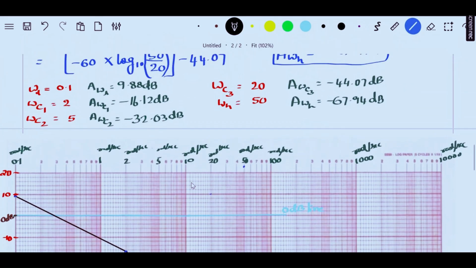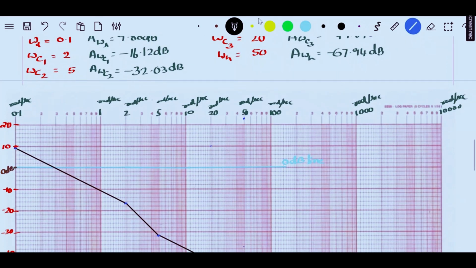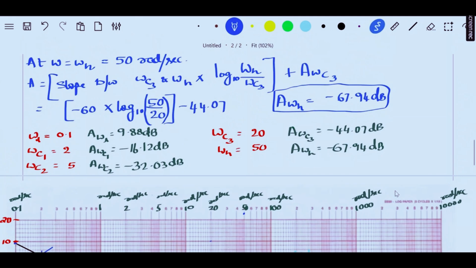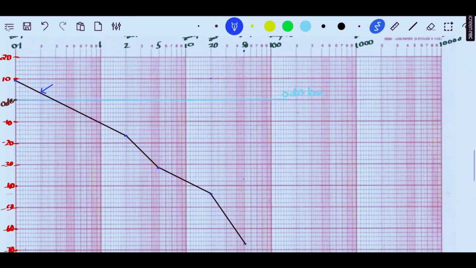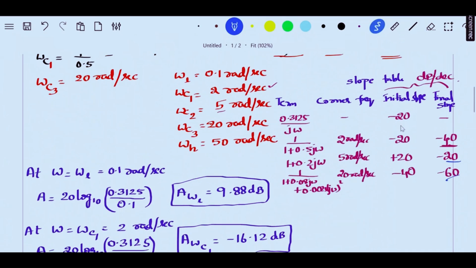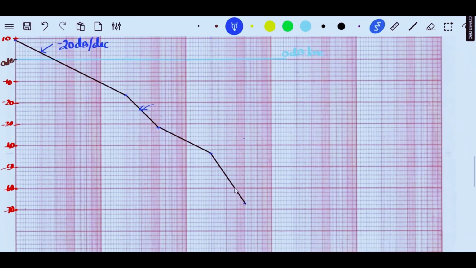Let me write the slopes for everything. This is the first line. The initial slope is minus 20 dB per decade. And this is the second slope. The second slope is minus 40 dB per decade.